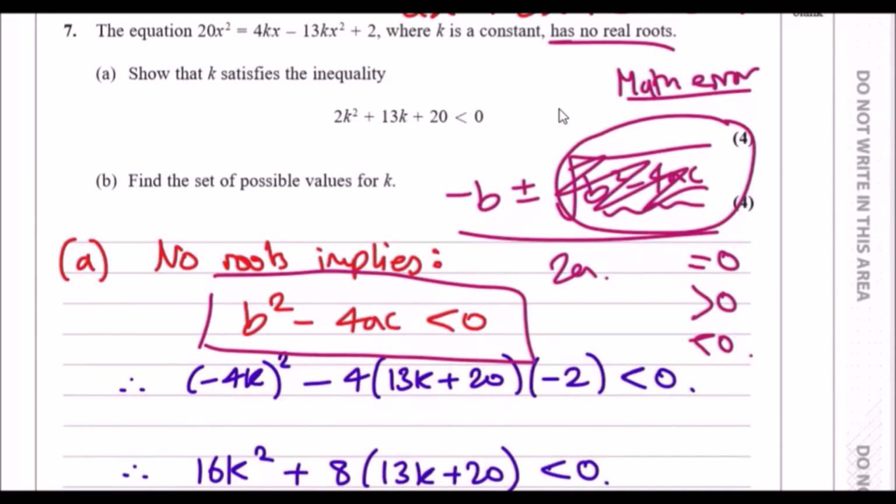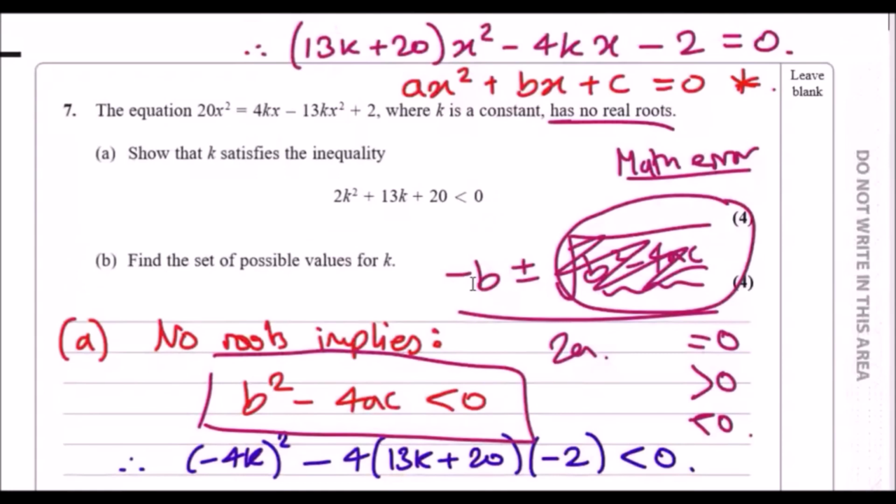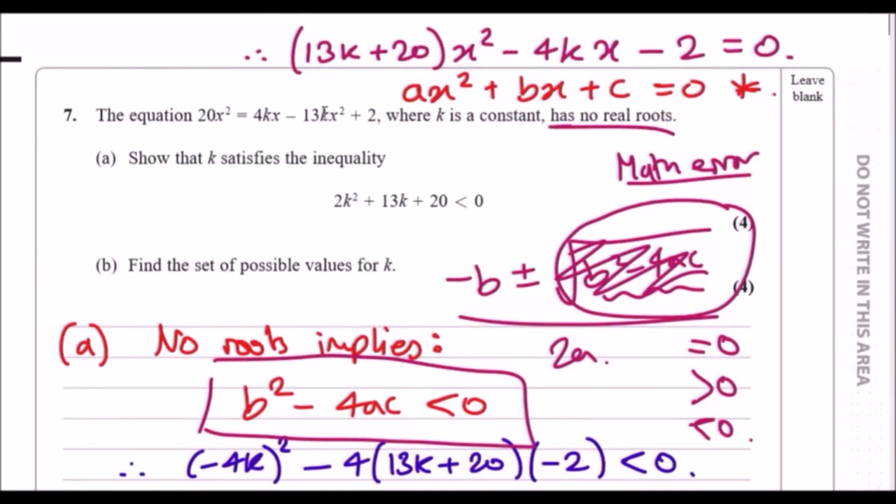So show that k satisfies this inequality. To use b squared minus 4ac, we need to realize that we firstly need to rewrite this into a quadratic expression. What I did, I threw all of this to the left hand side and then collected like terms. So we have, for example, 20x squared plus 13kx squared. I factorized x squared and realized that we have 13k plus 20. So this would be our a term: 13k plus 20 is a. Moving 4kx across, you get minus 4kx. And then throw 2 across and you get minus 2. So you've got b and c done.